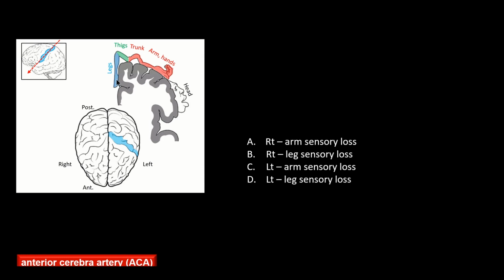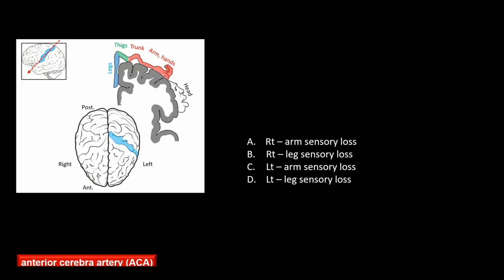Right, now let's talk a little bit about the vasculature of the cerebral cortices, and see what kind of deficits, or what kind of sensory losses, we can have by strokes in different regions of the cortex. As far as the vasculature is concerned, there are two main arteries which you have to know about. One of them is the anterior cerebral artery, and the other is the middle cerebral artery.